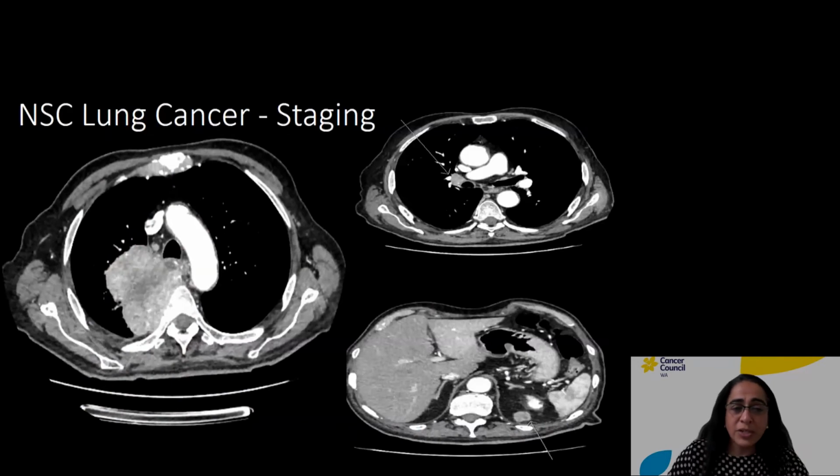This is the same patient we saw the chest X-ray of earlier, and it's a staging CT. Here we see a large heterogeneous mass, which is extending into the mediastinum. It's closely related to the adjacent spine and trachea. You can see a large lymph node in the right hilum and another nodule in the upper abdomen.